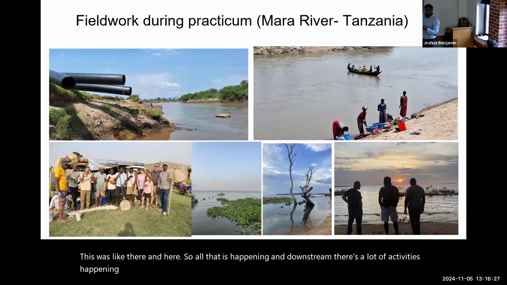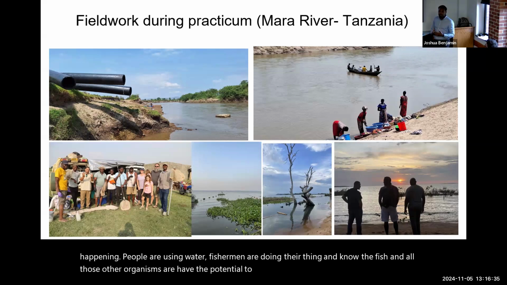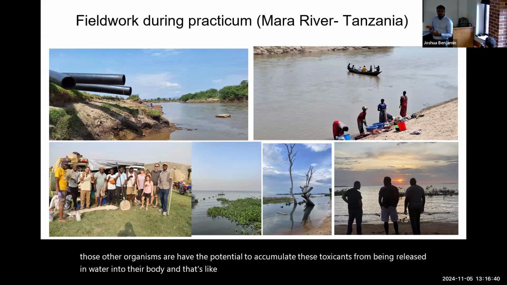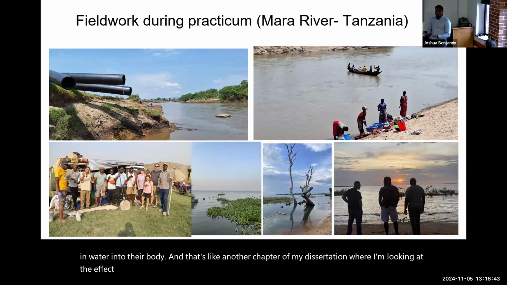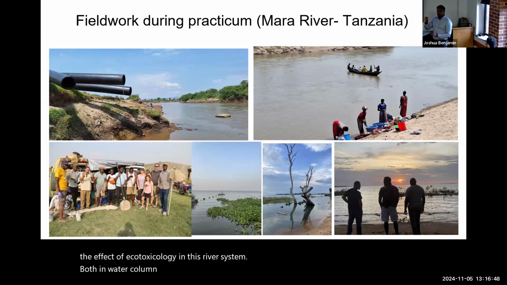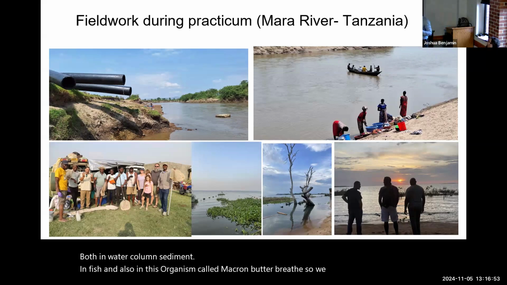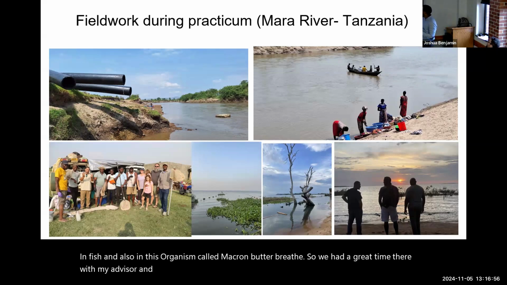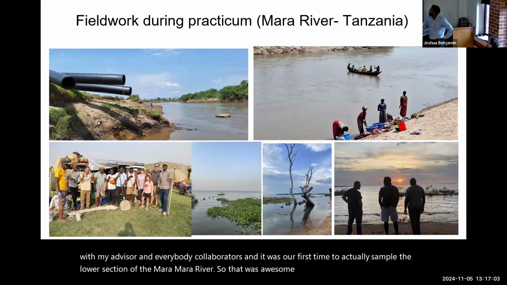People are using water, fishermen are doing their thing, and the fish and all those other organisms have the potential to accumulate these toxicants from being released in water into their bodies. And that's another chapter of my dissertation where I'm looking at the effect of ecotoxicology in this river system, in the water column, sediment, in fish, and also in organisms called macroinvertebrates. So we had a great time there with my advisor and collaborators, and it was our first time to sample the lower section of the Mara River. That was awesome and great for this year.